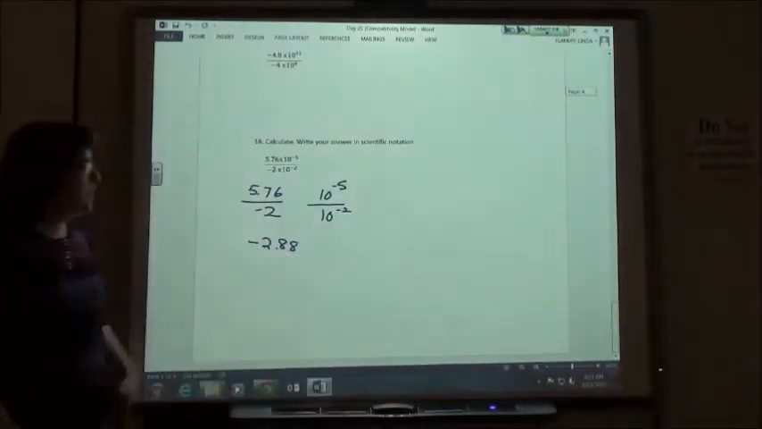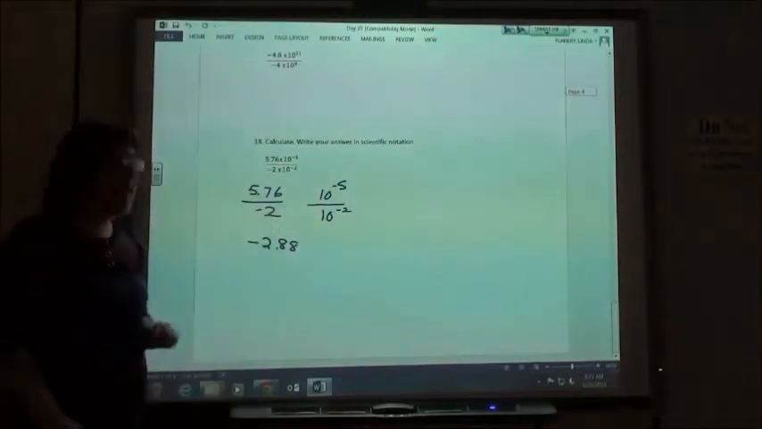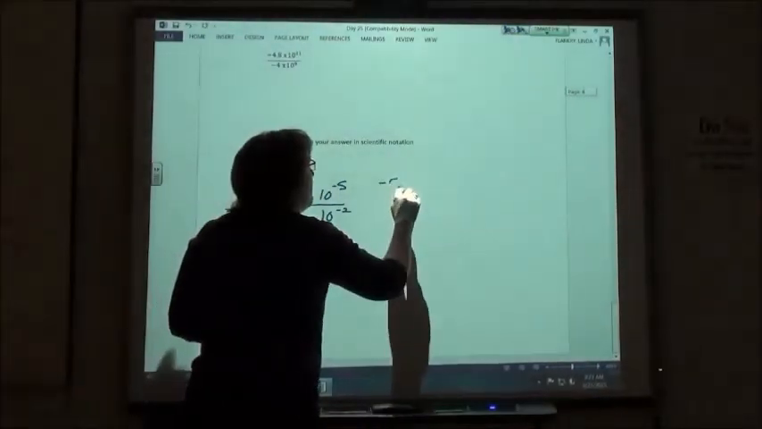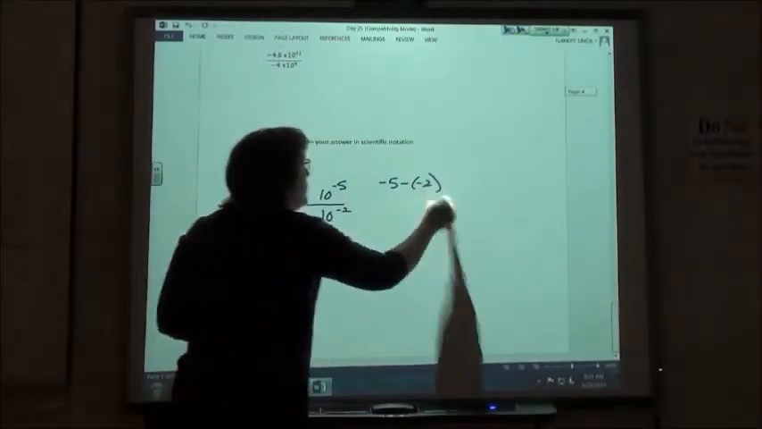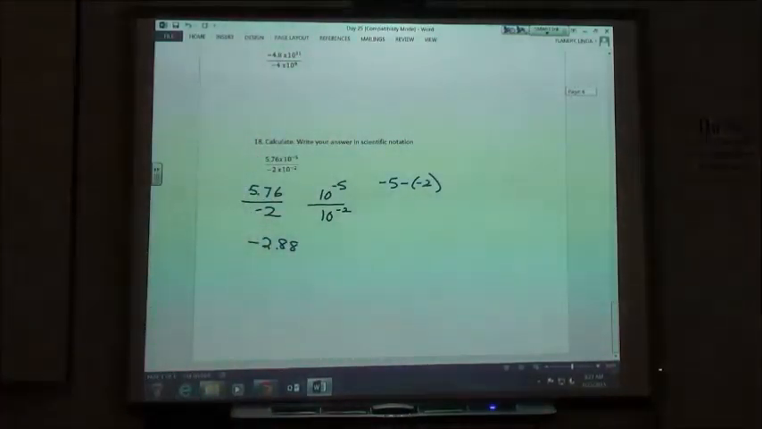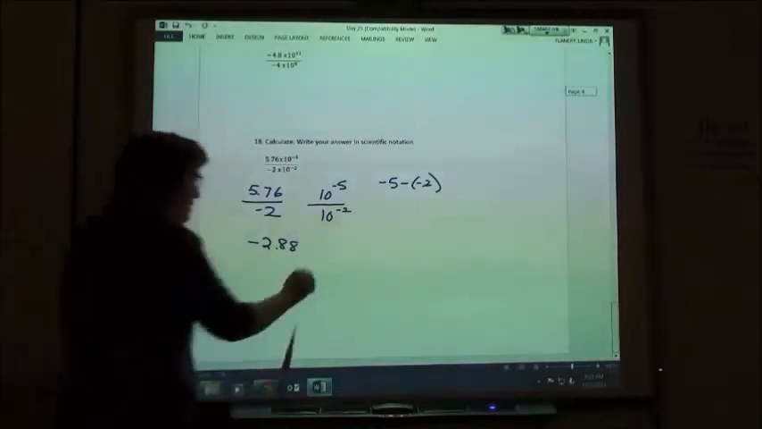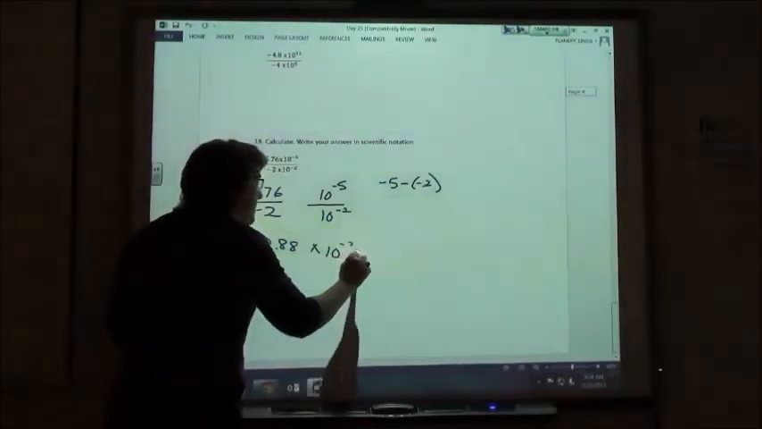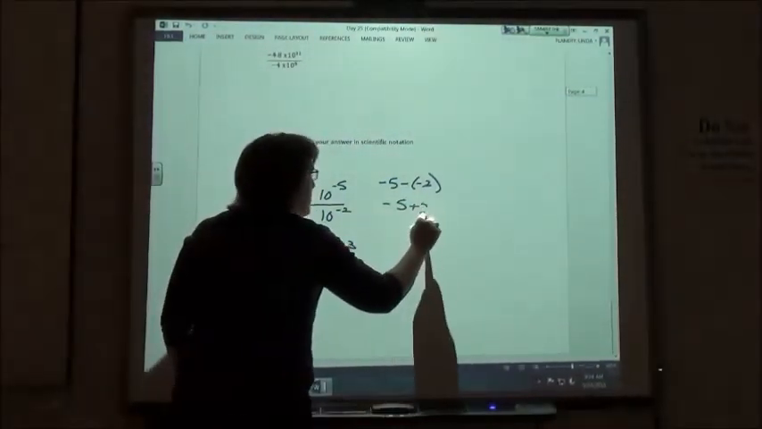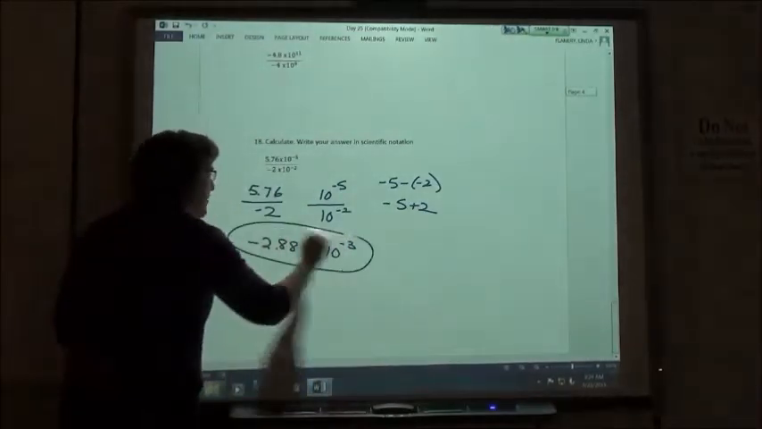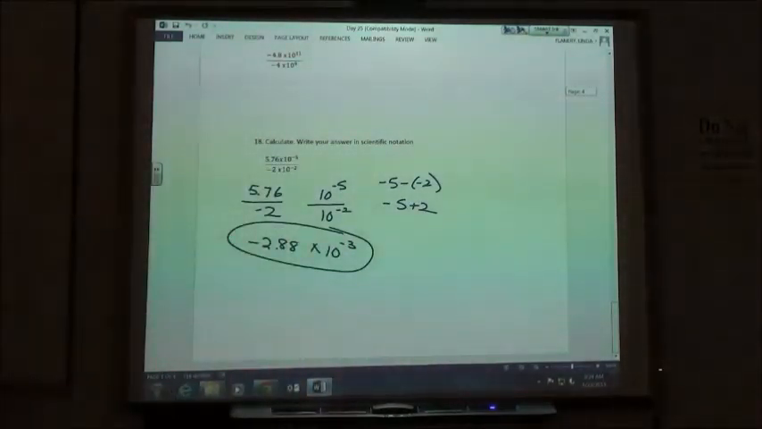And then if I have 10 to the negative 5th divided by 10 to the negative 2. My rule is to subtract my exponents, so I'm going to take negative 5 minus a negative 2, which gives me 10 to the negative 3, since I'd have to do negative 5 plus 2. So negative 2.88 times 10 to the negative 3 would be your answer.